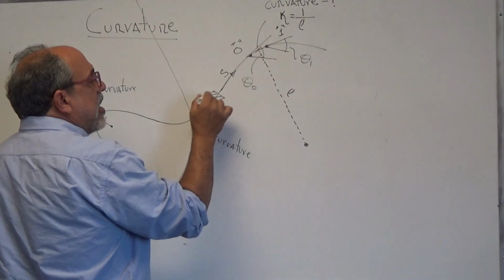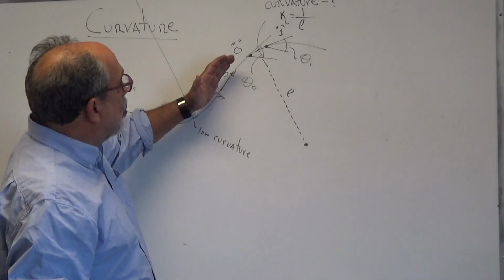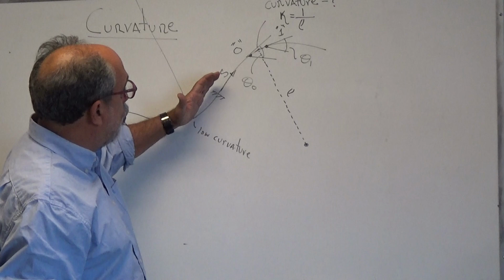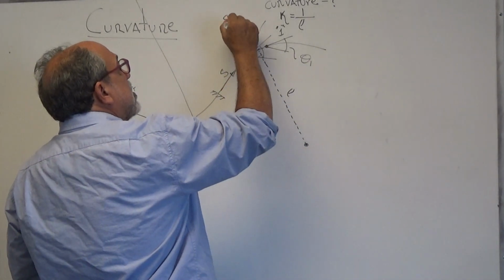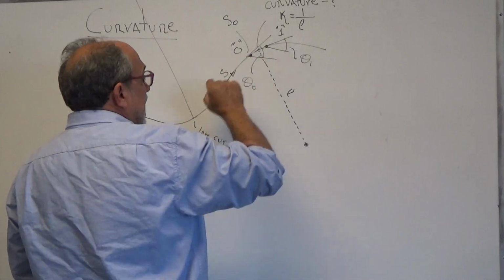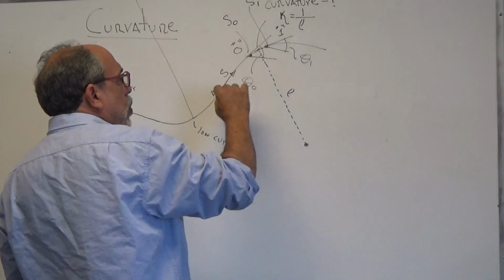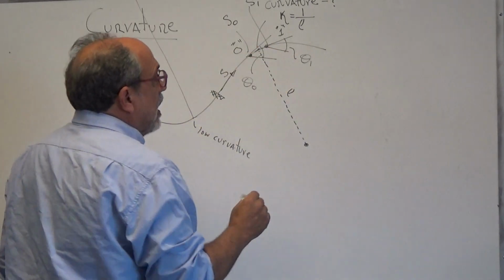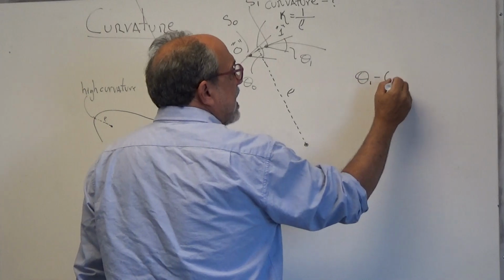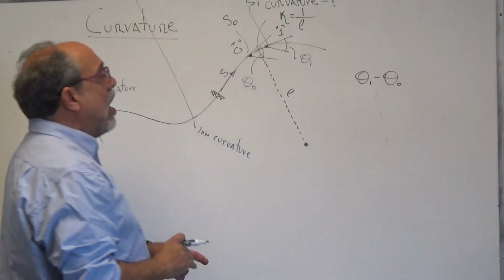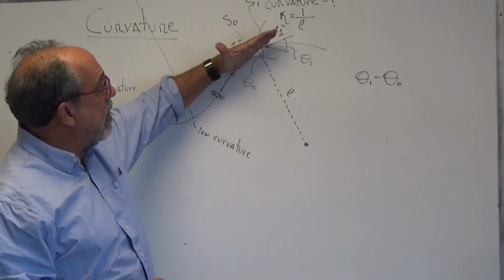Now, if I imagine that I define a coordinate S that is running, I can start it anywhere I want. Let's say I start it right there, and that S just goes with the curve, right? So the value of S over here is S0, so many feet from where I start, and the value over here is S1, so many feet from where I start.